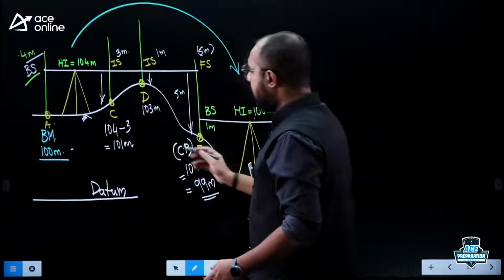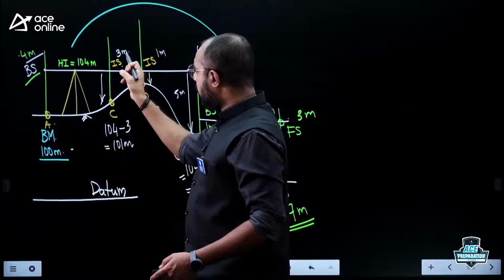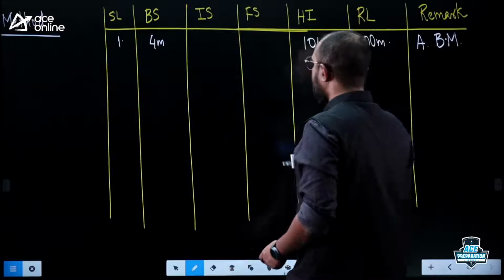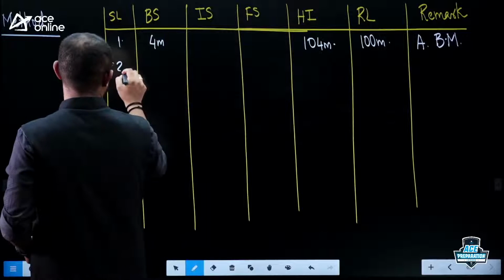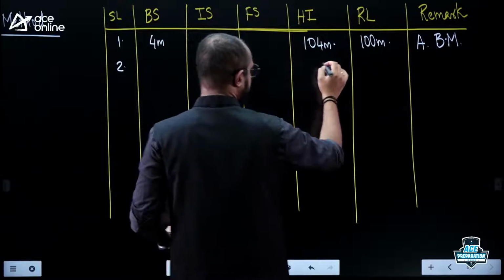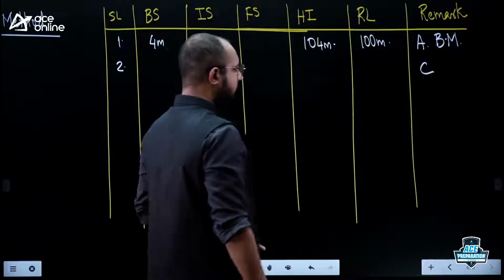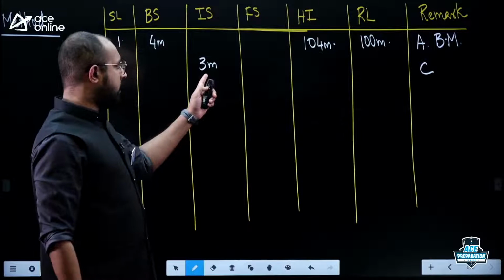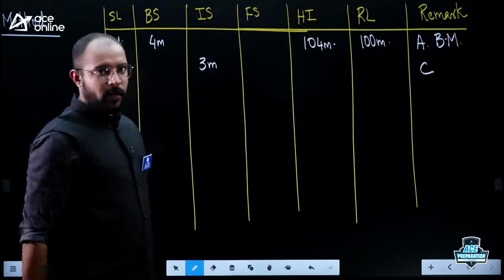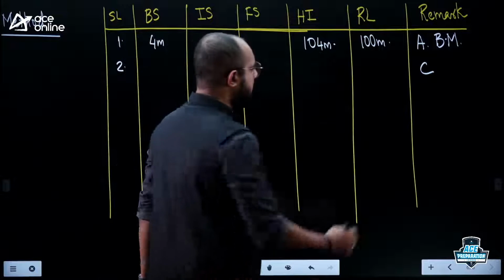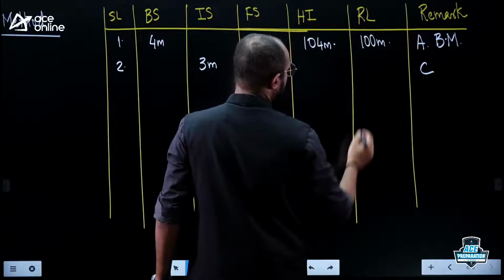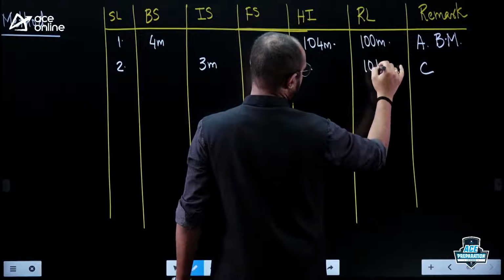Now look at the second reading here. The second reading is an intermediate sight reading of 3 meters, where I have taken it upon point C. Height of the instrument remains the same. Now tell me, if you have the intermediate sight reading and if you know the height of the instrument, can you calculate the reduced level of C? Yes, we have the formula: height of the instrument minus intermediate sight. 104 minus 3, I'll get it as 101 meters.